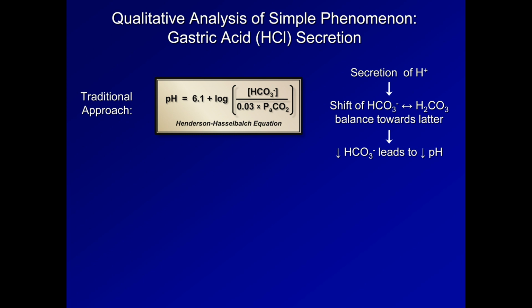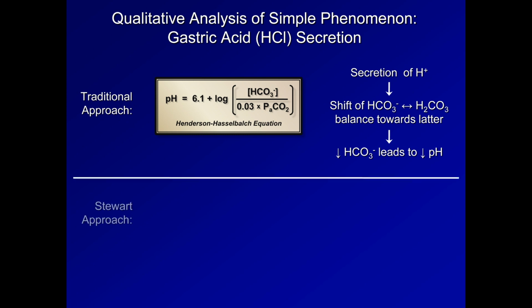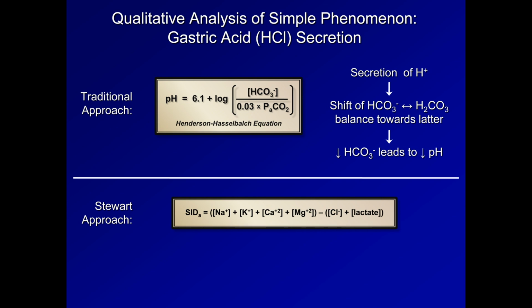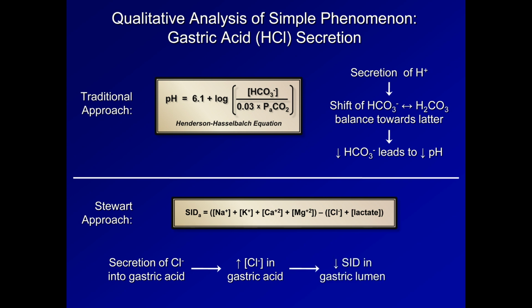In the Stewart approach, a more complete version of the calculation for apparent strong ion difference states that it is equal to the sum of charges from sodium, potassium, calcium, and magnesium, all minus the sum of charges from chloride and lactate. Thus, it is actually secretion of chloride ion as the other half of hydrochloric acid that is important. Increasing the concentration of chloride in the gastric lumen lowers the strong ion difference, and it is this effect that lowers pH by virtue of the Stewart equation we saw earlier.